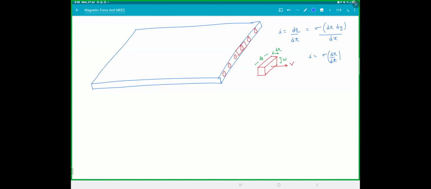This is velocity because dx is in the direction of velocity. But what you want is current per unit width. That is I by dy. This will become sigma into v. Clear with this? This is current per unit width.